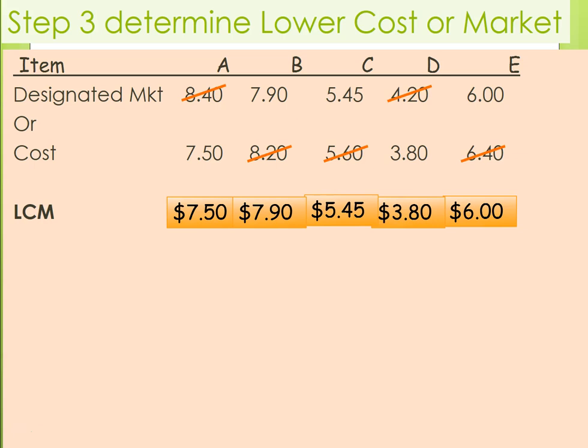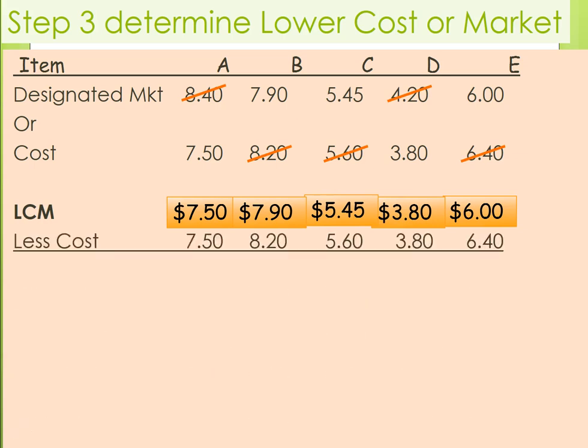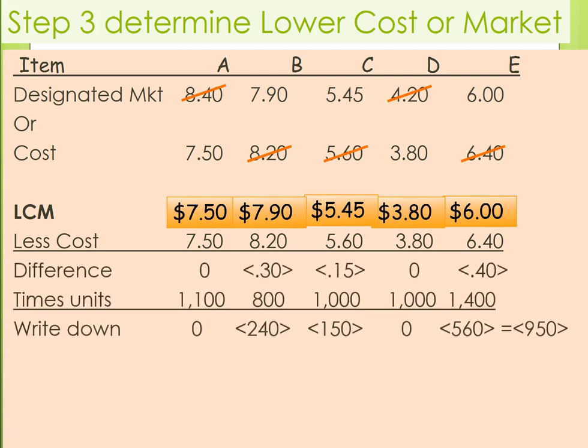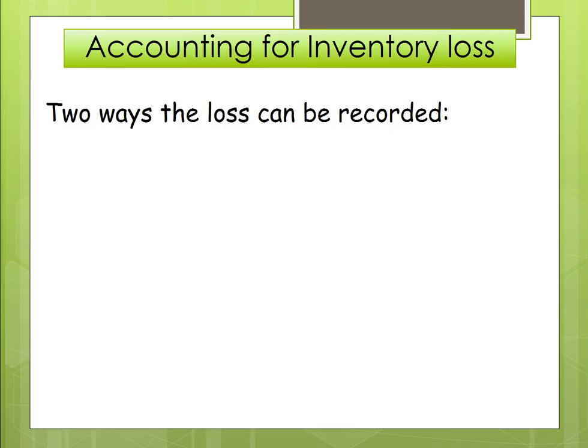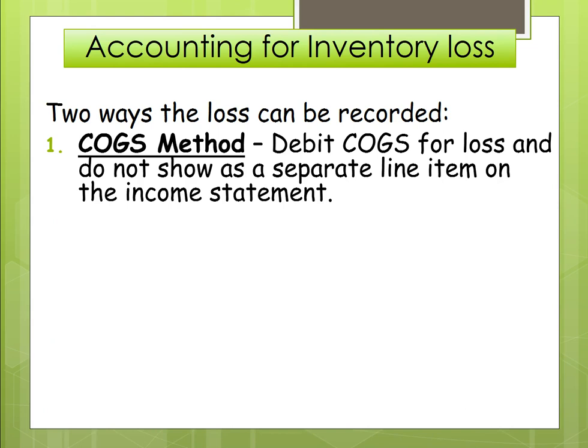Now we're going to figure out how much we have to write down our inventory. We're going to take that minus the cost, and that gives us our difference. And then we're going to take that times the number of units we have in inventory. In this case, it's telling us we have to write down $950. Now that could be $950,000 depending on the size of our inventory. In terms of accounting for this loss, we have two possible ways of doing it. We can use the cost of goods sold method, which means we just debit cost of goods sold for the loss, and we do not show it as a separate line item on the income statement.